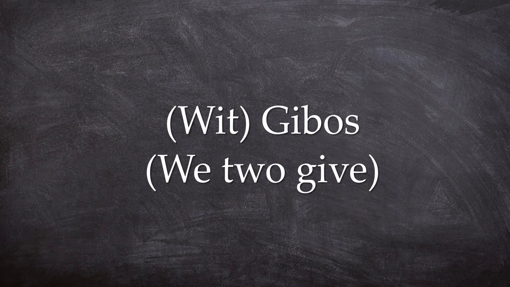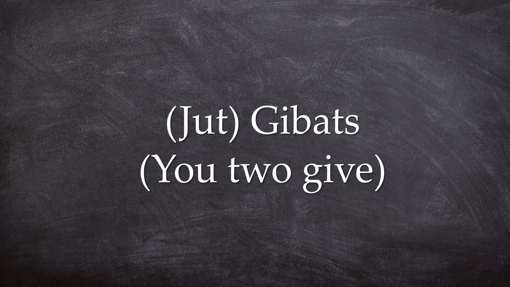And additionally, there are also the dual forms for the first and second person. We have we two give, which would be gibos, and you two give would be gibats.